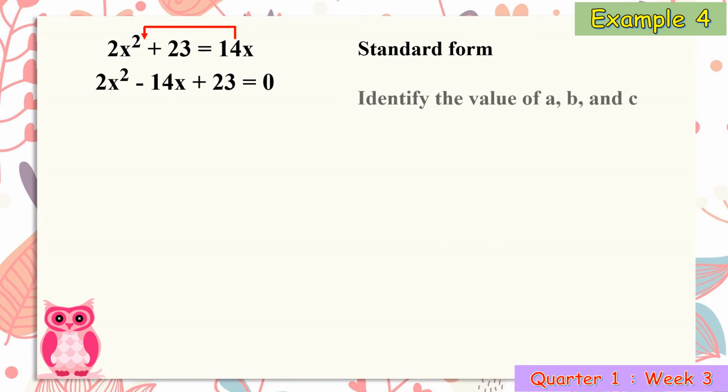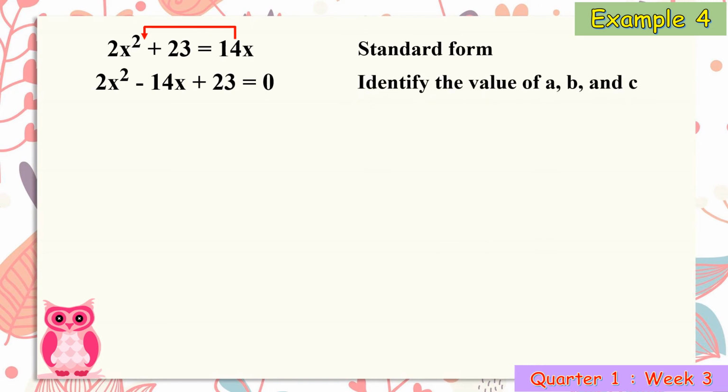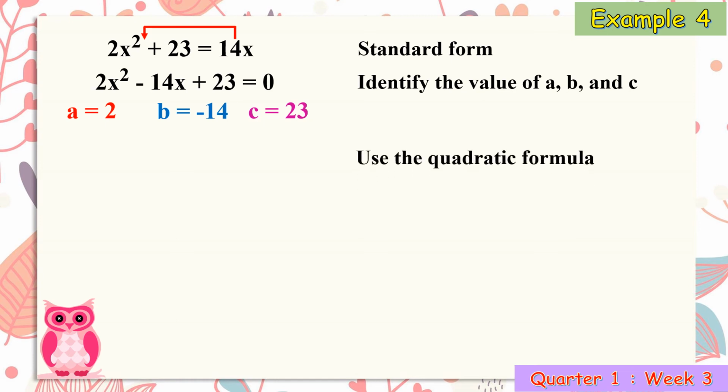So therefore, we now have here 2x squared minus 14x plus 23 is equal to 0. Then, let us identify the values of a, b, and c. The value of a here is positive 2, the value of b here is negative 14, and the value of c is 23. And afterwards, we now use the quadratic formula. Make sure that when you write the quadratic formula, it is correct, because if you write your quadratic formula wrongly, it's a domino effect, and you will make mistakes as well.